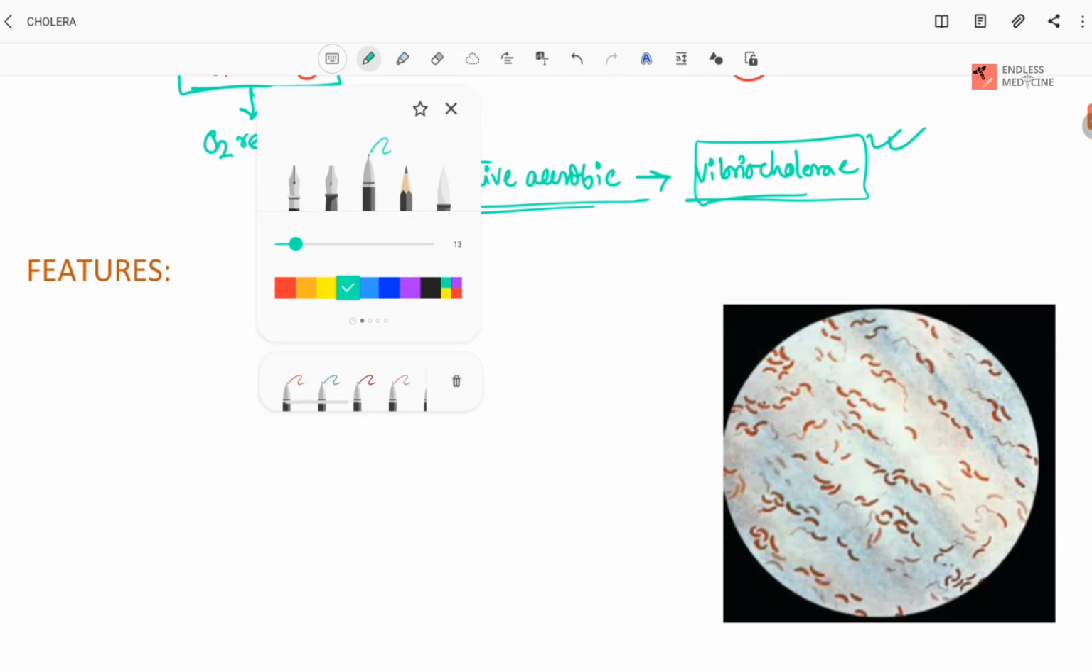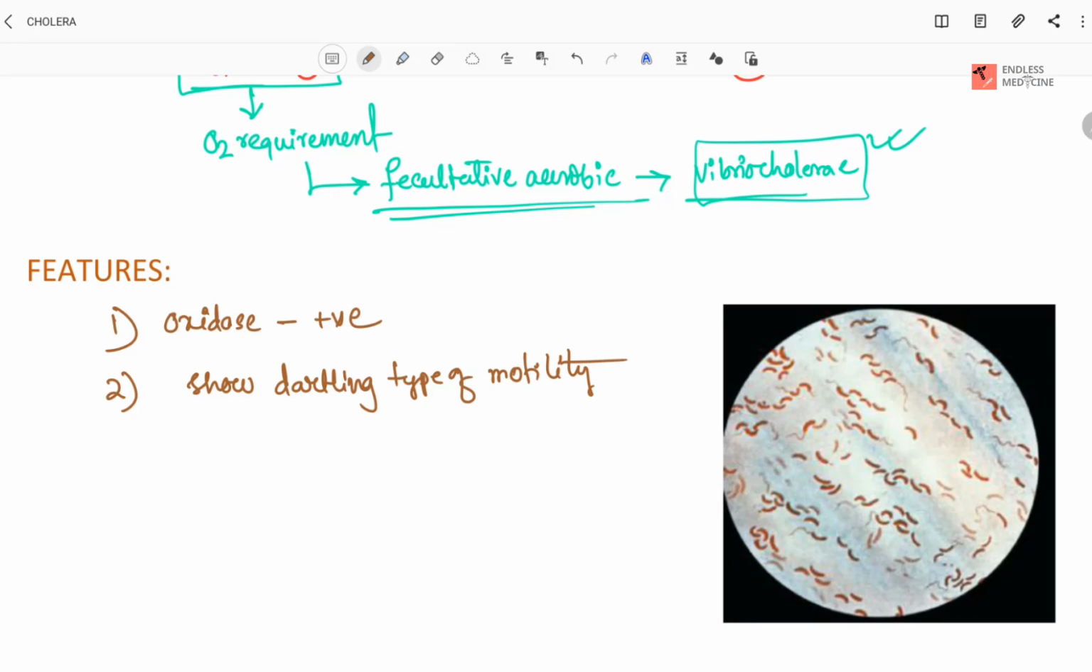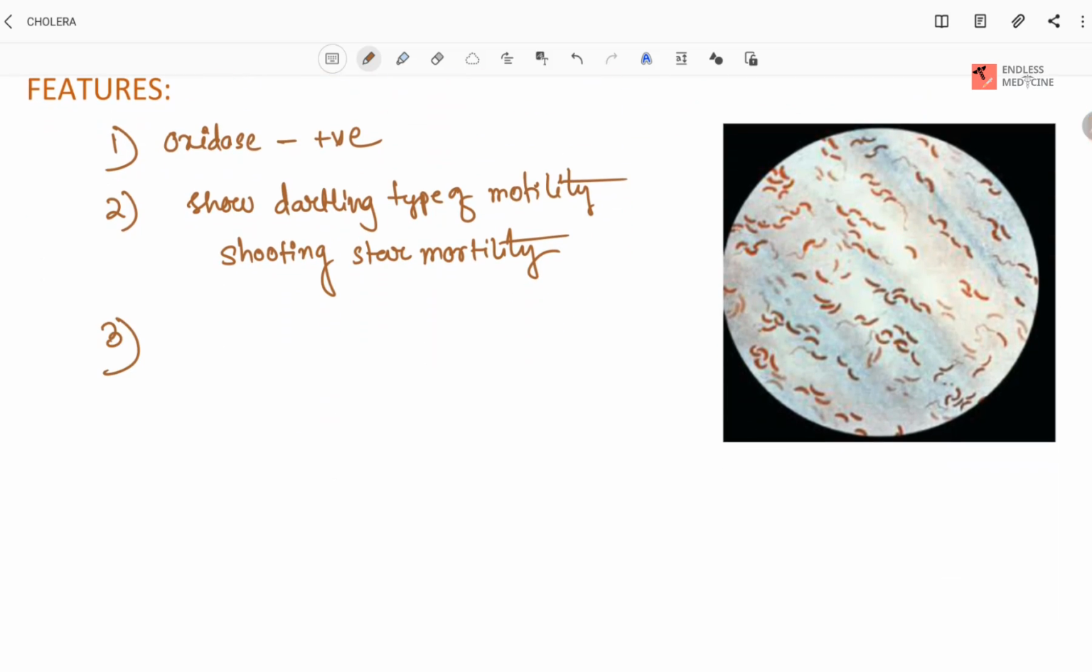So now come to the features. First, it is oxidase positive. Second, darting type of motility. It is also called shooting star motility. Third, normally Vibrios are halophilic.